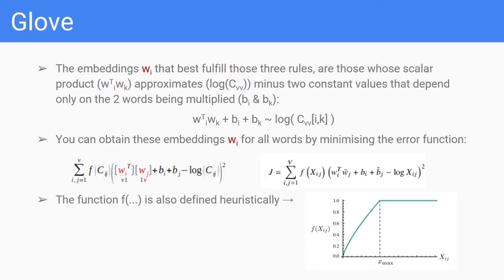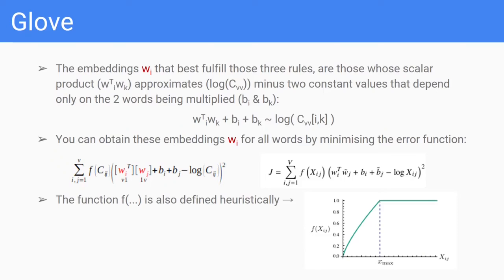Here I am using a bit of the funny nomenclature that I was talking about before. This is a column vector, this is a row vector. You can rotate them any way you want. You add two other values that we are going to calculate. They are free parameters that are also determined when you try to minimize this error function, and then that has to approximate as much as possible the logarithm of your count, the count of how often these two words appear in the same context.